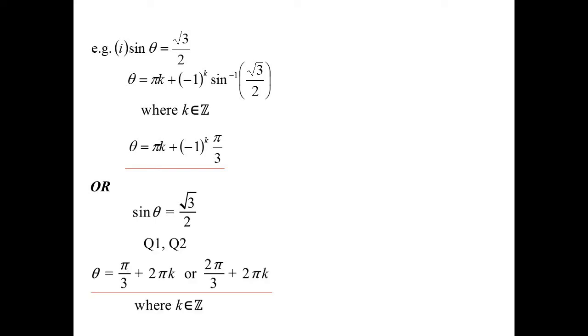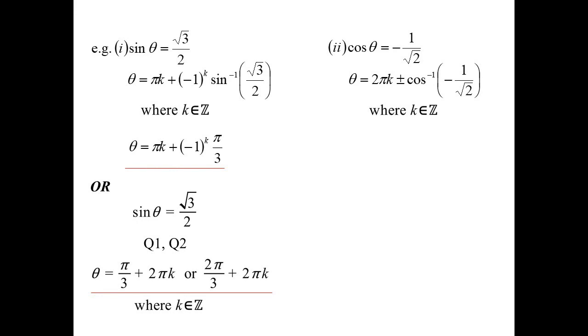The informal way of doing it: sine theta equals root 3 on 2. Well, I do it like I normally do. Oh, that's in quadrant 1 or quadrant 2. Therefore, it'll be pi on 3 or 2 pi on 3, but oh, hang on, I could keep going around the circle every 2 pi. So I simply say, oh, plus 2 pi k, where k is an integer.